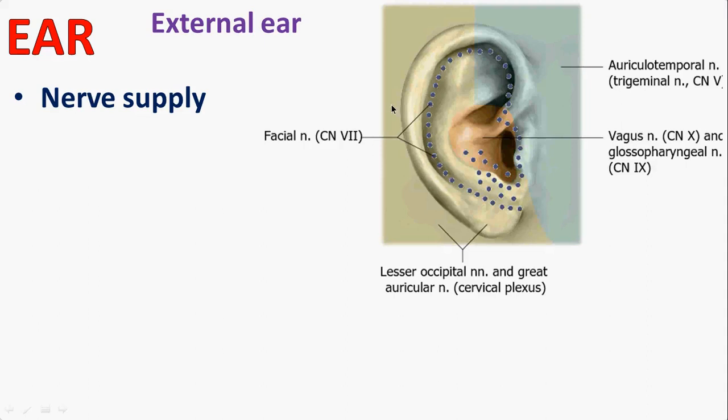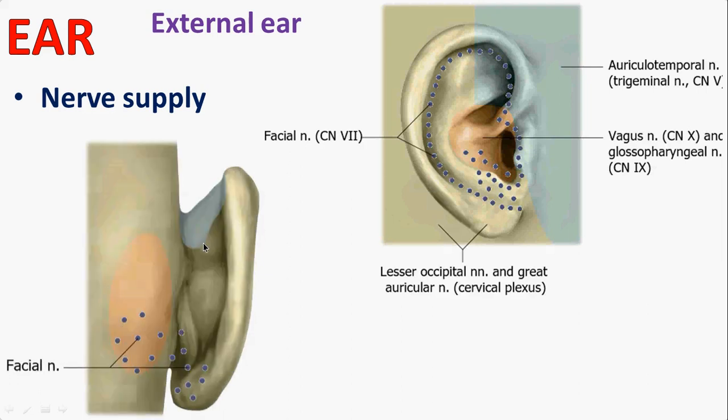About the nerve supply of the external ear, this portion is supplied by the facial nerve. Here there is the lesser occipital nerve and the great auricular nerve, the vagus nerve, and this portion is the auriculotemporal nerve. So these are about the nerve supply of the external ear. The posterior part is supplied by the facial nerve.